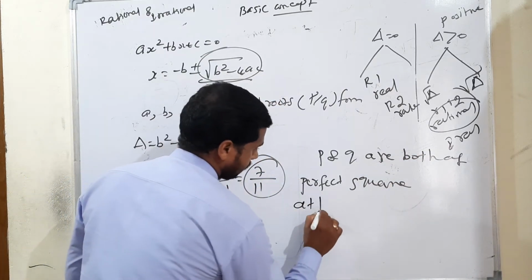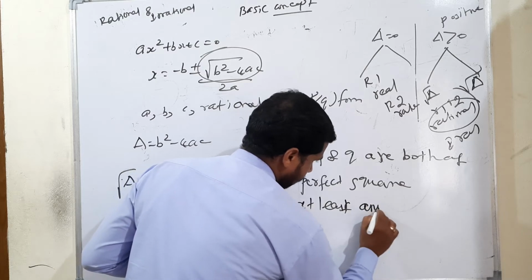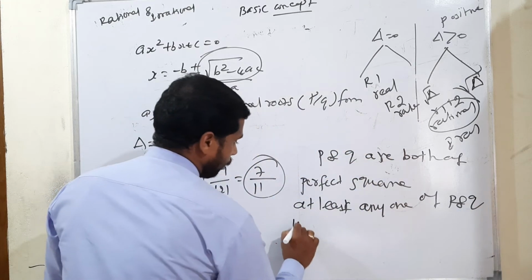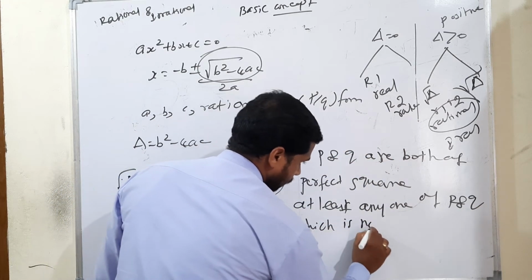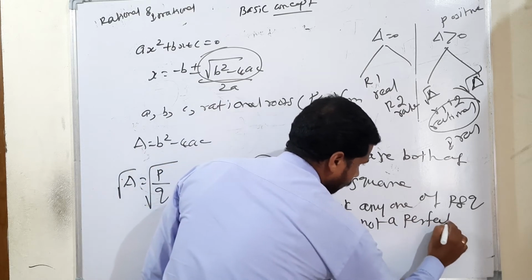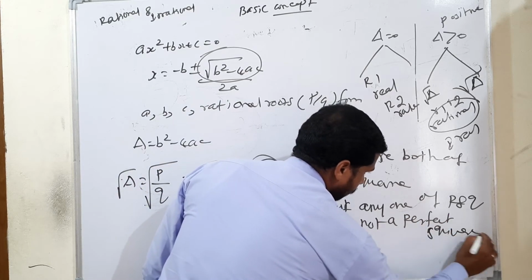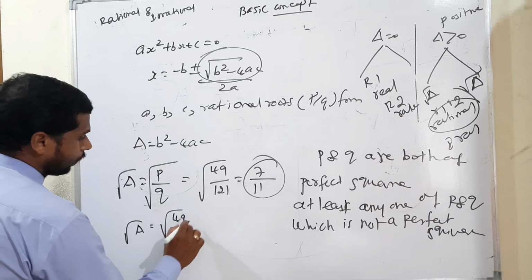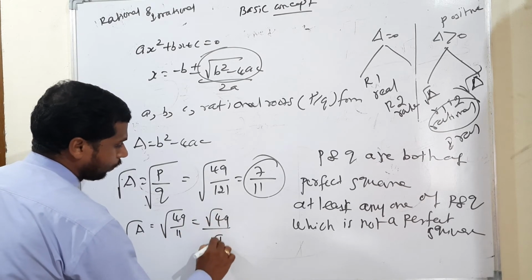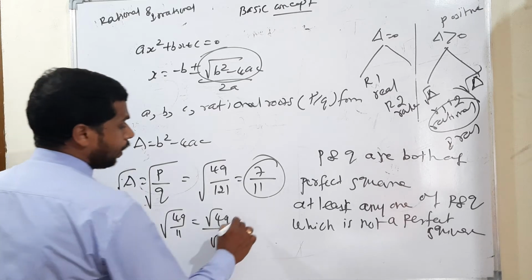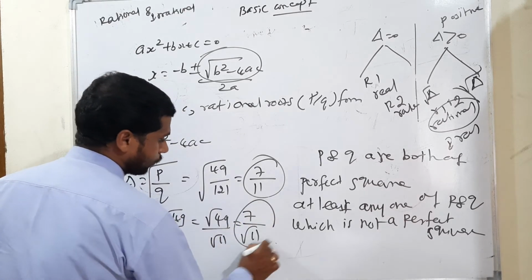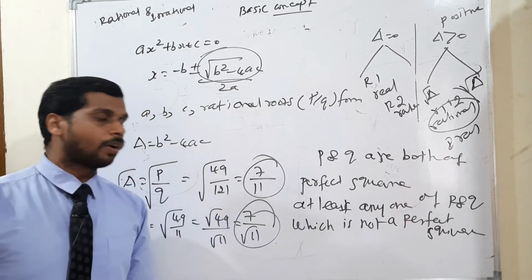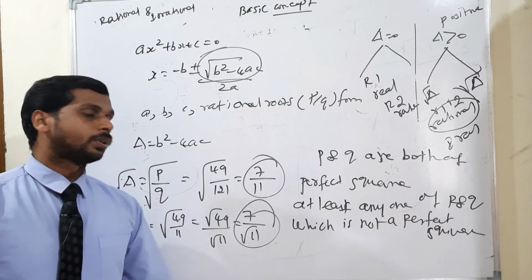At least any one of p and q is not a perfect square. For example, root Δ is equal to root of 49 divided by 11. If you split it, root 49 is the perfect square of 7, but root 11 is not possible. So now you can understand, when Δ is greater than 0 and the roots are irrational, at least one of p and q is not a perfect square. This is also one of the important parts.